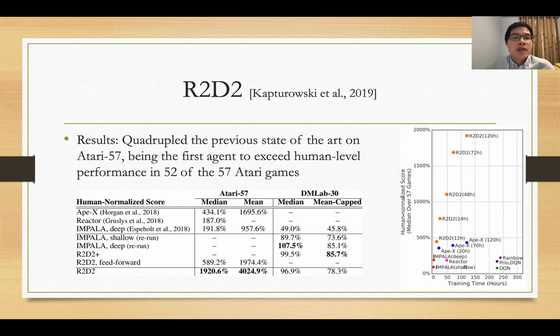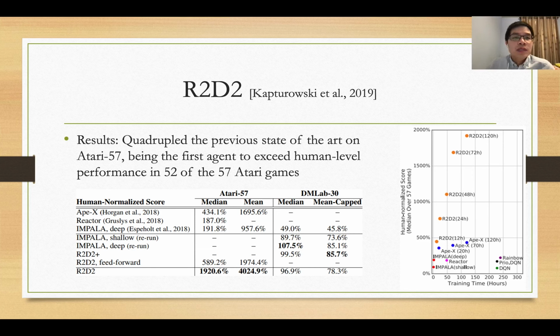And the results were that the agent quadrupled the previous state-of-the-art on Atari 57, which is a popular benchmark in RL that consists of 57 Atari games. And it was the first agent to exceed human-level performance in 52 of the 57 Atari games.